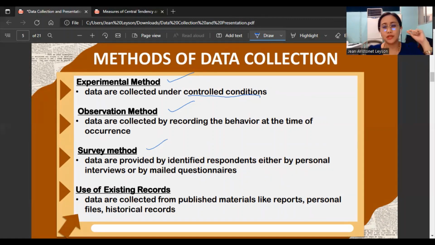So for example, let's say a survey on shampoo brands. You will be given the options, like for example, Cream Silk, Dove, Pantene, and so on. Then you will just simply check which of those is your preference.